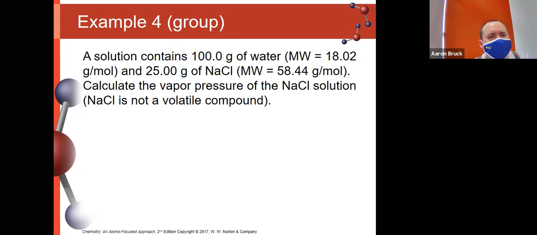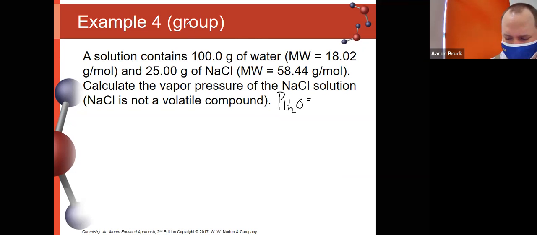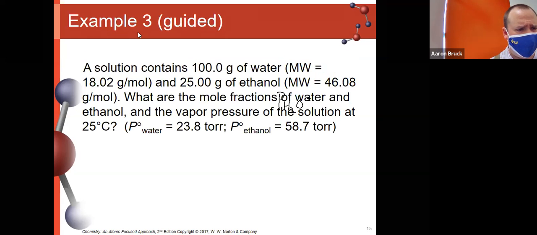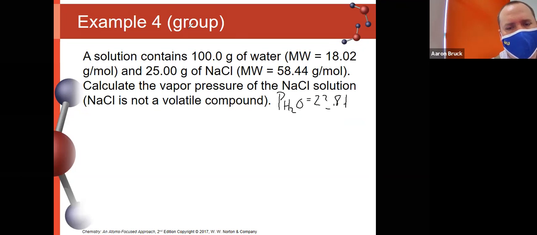We've got a solution with 100 grams of water and 25 grams of sodium chloride. What is the vapor pressure of the sodium chloride solution? From the previous slide, we know that the vapor pressure of water is 23.8 torr.